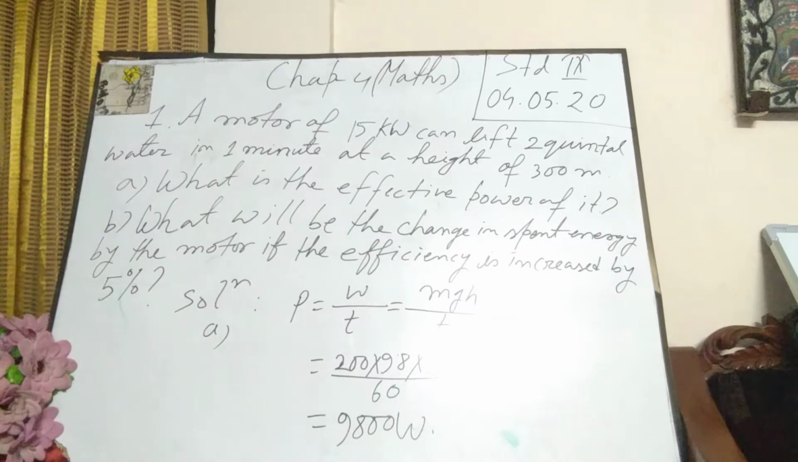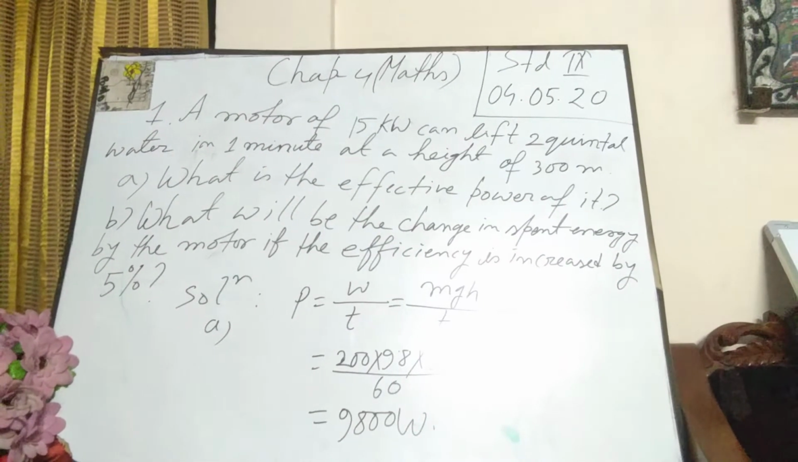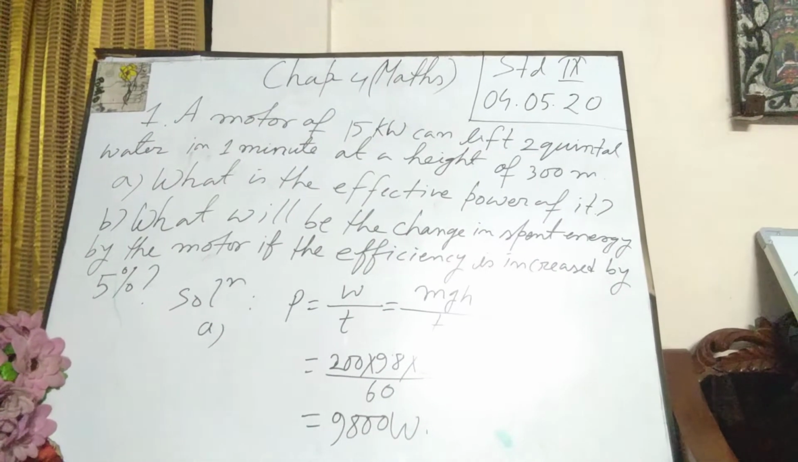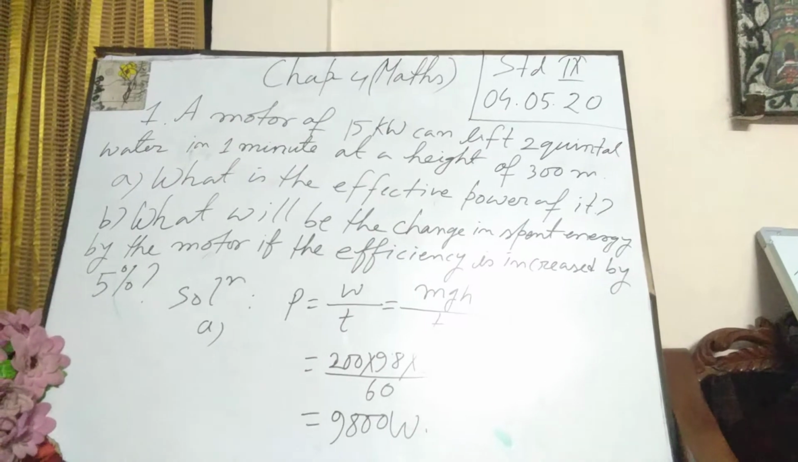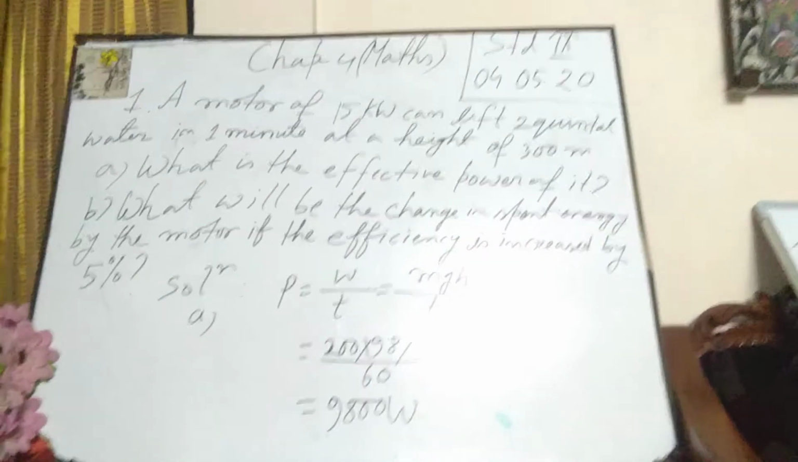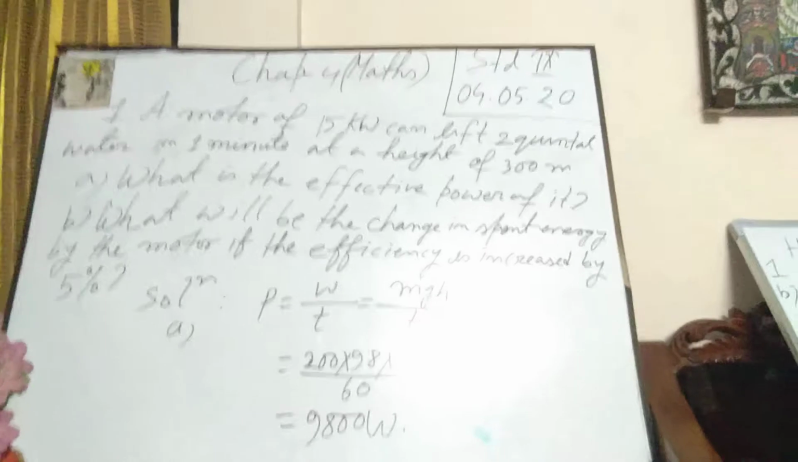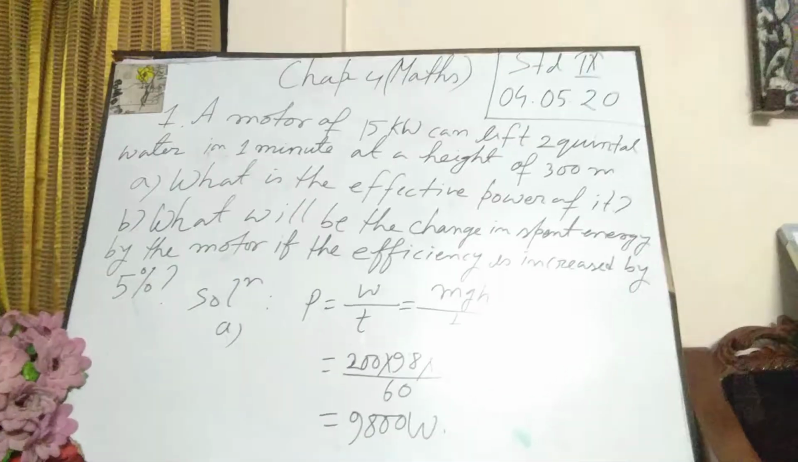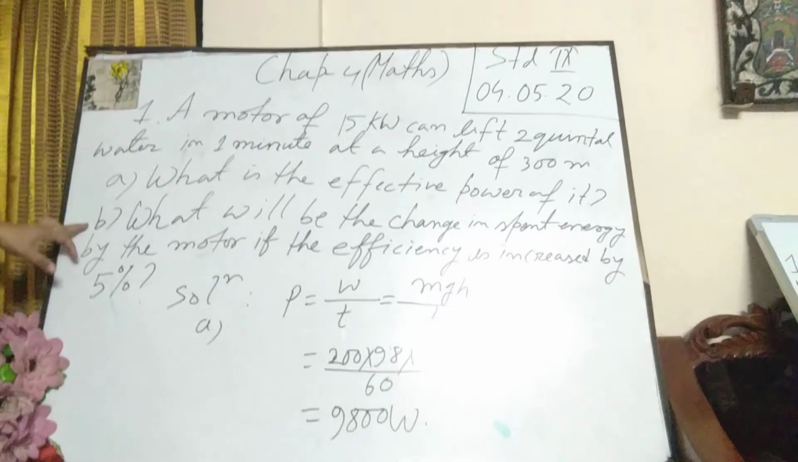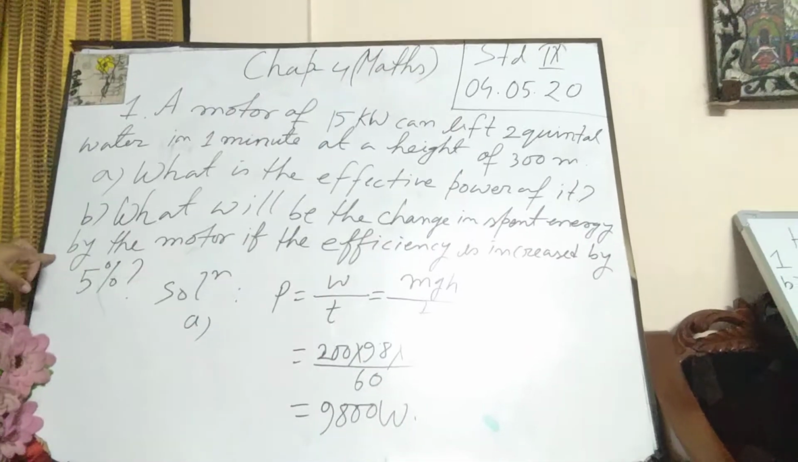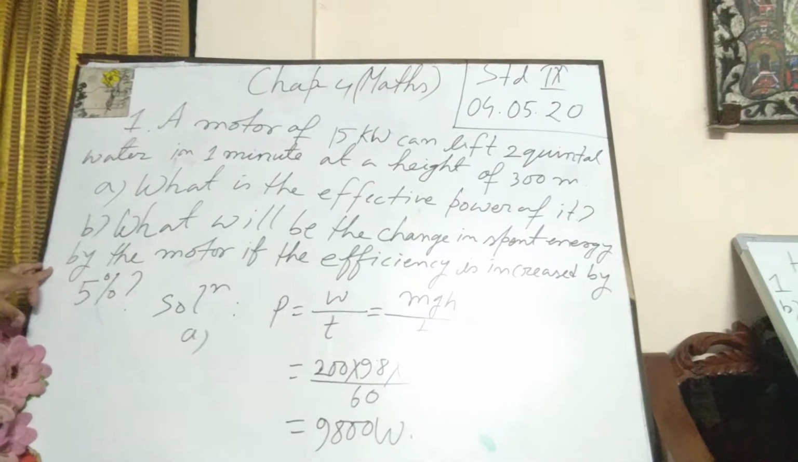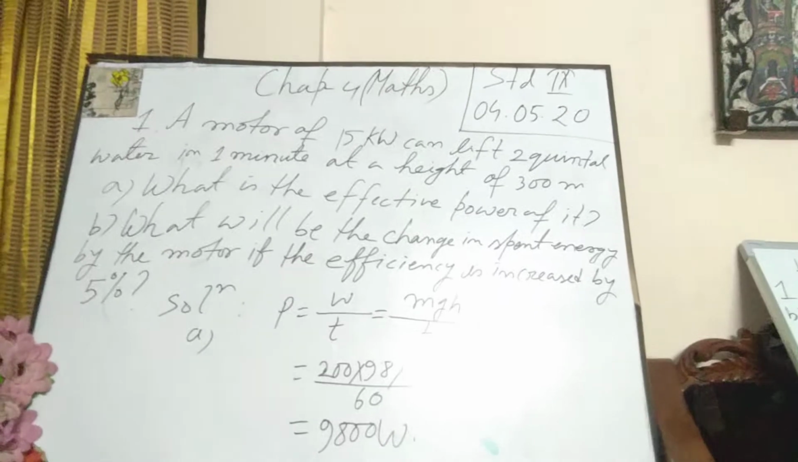Dear students, look at the question. A motor of 15 kilowatt can lift 2 quintal water in 1 minute at a height of 300 meter. A number: what is the effective power of it? That means the effective power of the motor. B number: what will be the change in spent energy by the motor if the efficiency is increased by 5%?